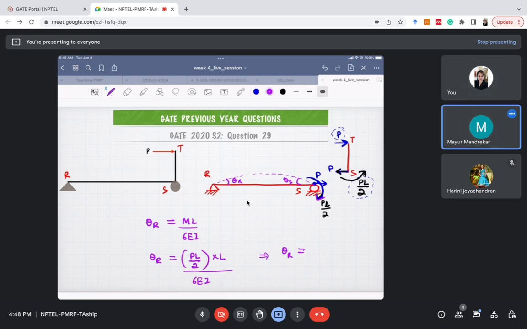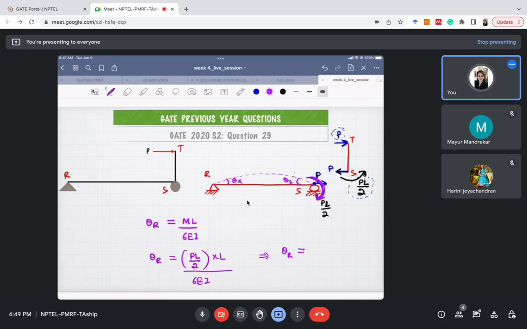For the far end it is ML by 6EI, because at the near end, when we are applying the load here at S, so at S we are applying the moment. So the rotation at S will be greater than the rotation at R, right? ML by 3EI is greater than ML by 6EI. That is why for the far end the rotation will be ML by 6EI, and for the near end, that is the end at which we are applying the moment, it will be ML by 3EI.